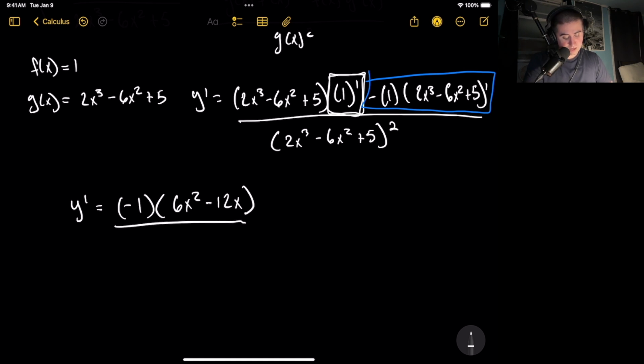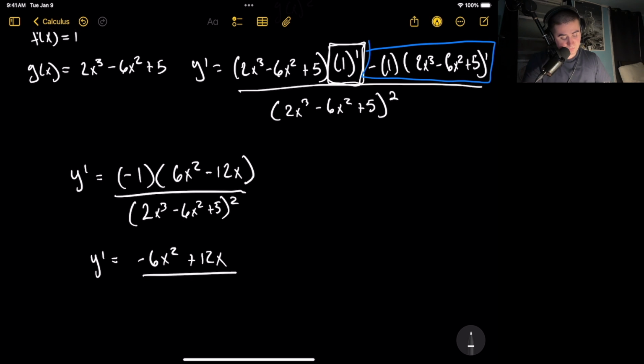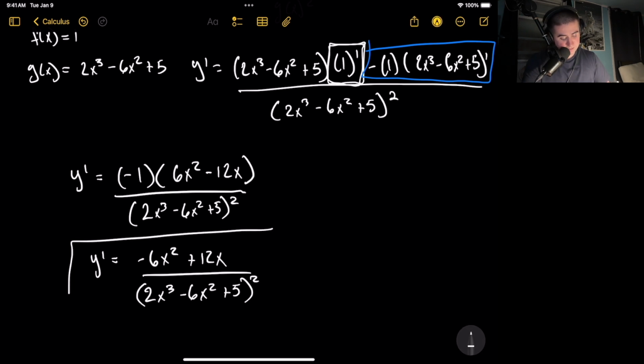And then we're obviously left with the denominator. Don't ever forget the denominator. All right, so in the denominator, we're going to have 2x cubed minus 6x squared plus 5, squared. All right, so all we're doing in the numerator is changing the signs of the terms. When we multiply by negative 1, we're going to have negative 6x squared plus 12x over 2x cubed minus 6x squared plus 5, squared. And this, ladies and gentlemen, is our final answer.